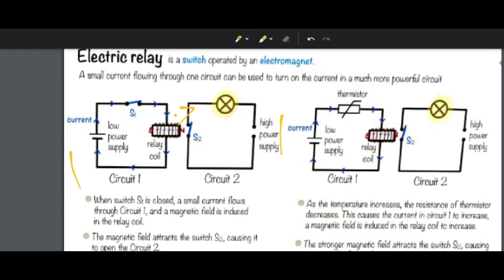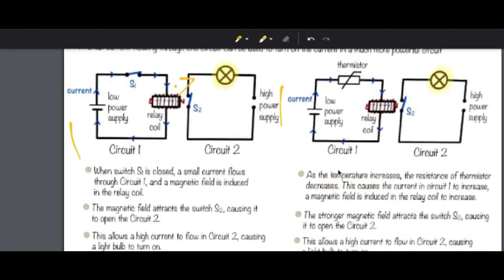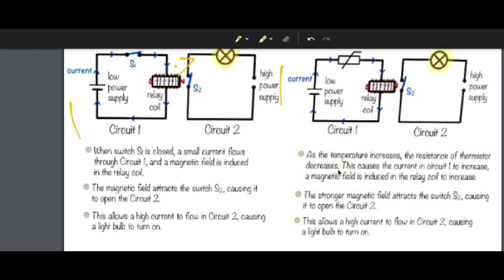This allows a high current to flow in circuit 2, causing the light bulb to turn on, and the electric bell rings. For example, we just took the example of a bulb. If I place a bell in the place of the bulb, the same thing will happen here. That bell will start ringing. Okay, and these are all the points. Can you read these points to get a better idea?